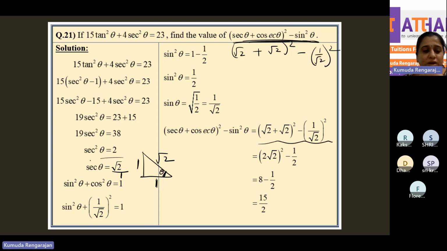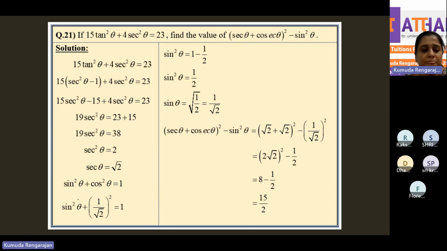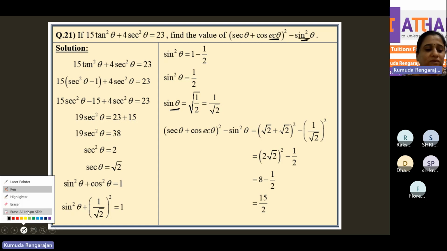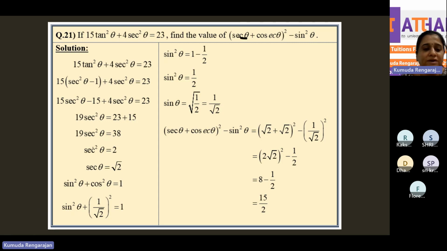So once you get a ratio like this, you can immediately use a right triangle and find whatever other ratios you need. Or you can use identities like this. I've used this identity to find sine theta, and sine theta is enough because its reciprocal is cosecant. You must look at what you have to evaluate. So secant theta we already have here. Then the others are cosecant and sine. So if you find cosecant, you can find sine also. I found only sine because its reciprocal is cosecant.